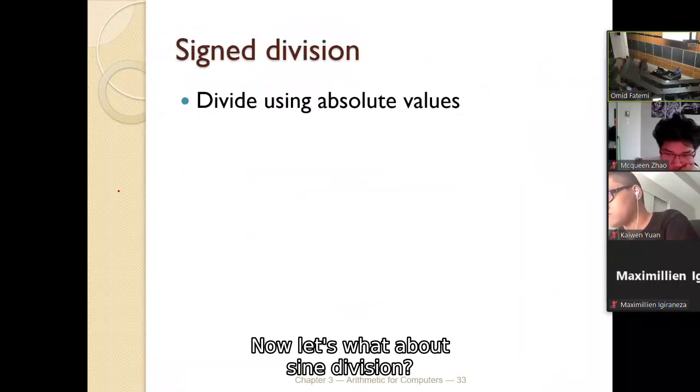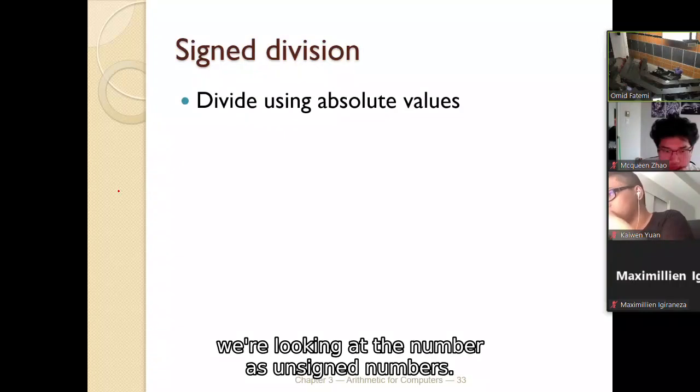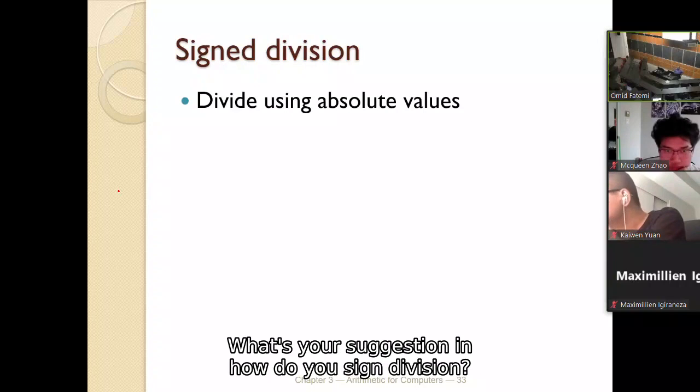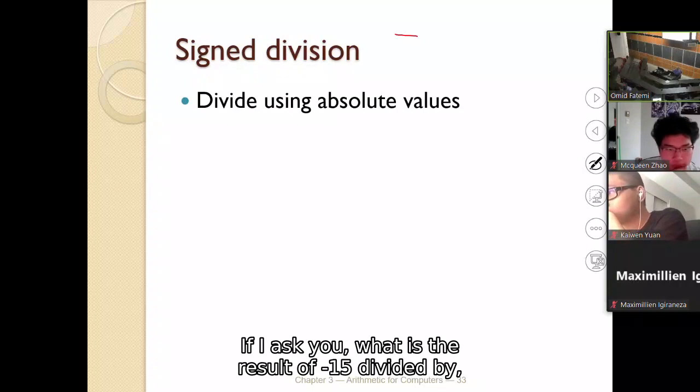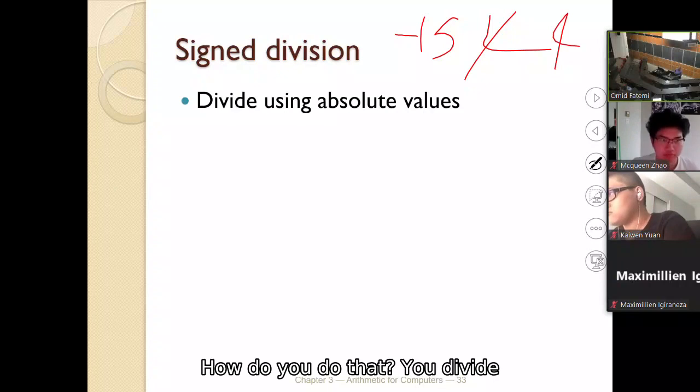So what about signed division? Up to now, we were looking at the numbers as unsigned numbers. So what do we do for signed division? What's your suggestion? In school, how do you do signed division? If I ask you what is the result of minus 15 divided by, let's say, 4, how do you do that?